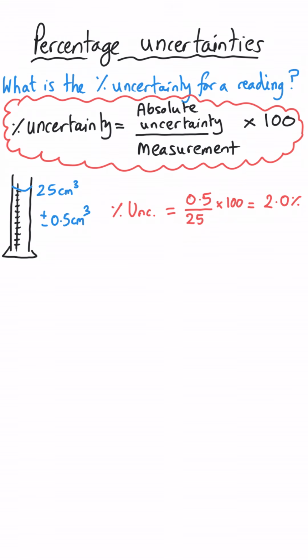And what that means is that you, through no fault of your own, might be actually 2% away from where you think you should be. So you think you've got 25 cubic centimetres of solution, but you could be as much as 2% wrong. And that's due to the equipment that you've selected to use.